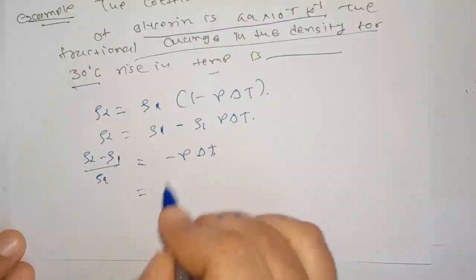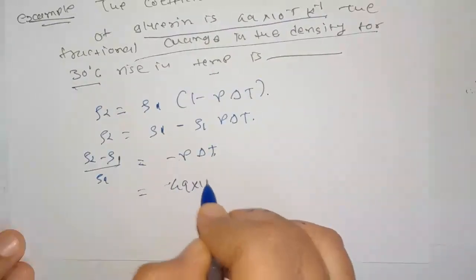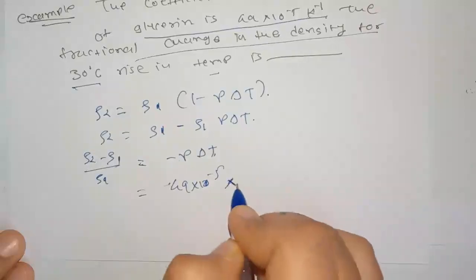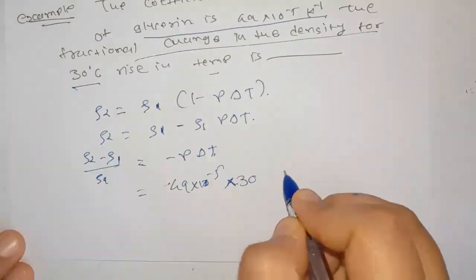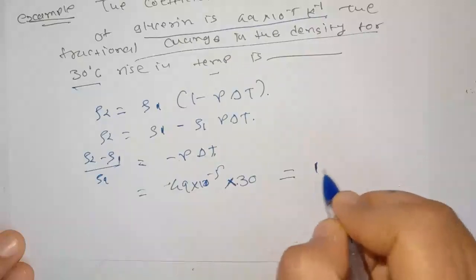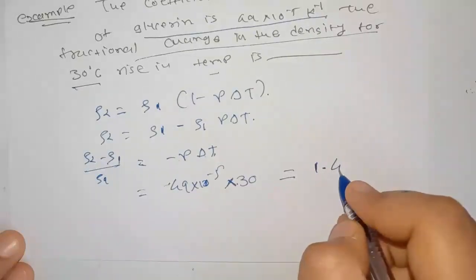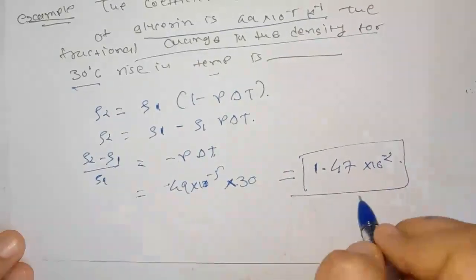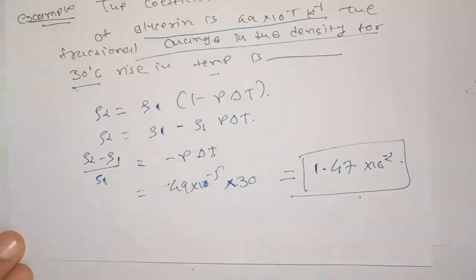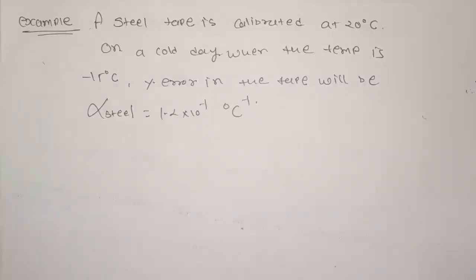So put the value. Gamma is given 49 into 10 power minus 5 per degree Celsius, and the temperature change is given 30 degrees Celsius. So delta T will be 30. Simplify this. We will get the answer 1.47 into 10 power minus 2. This will be the fractional change in the density.